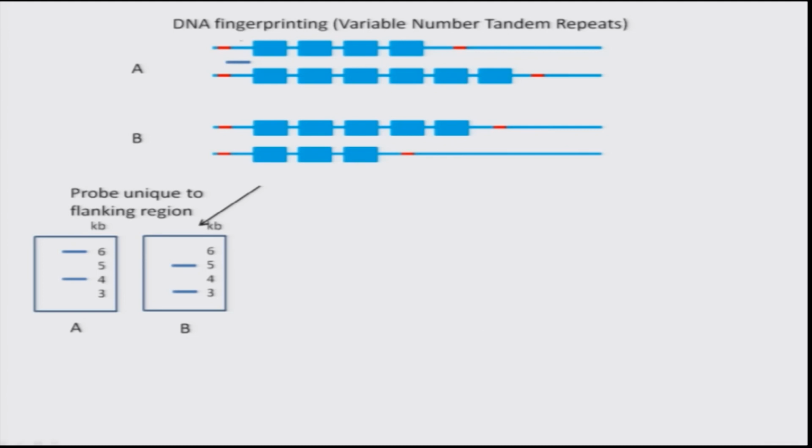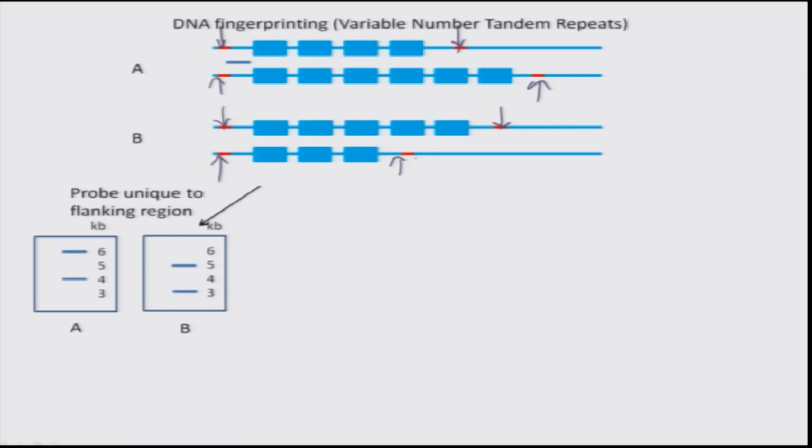So the restriction enzyme cuts at these restriction sites and hence generates different lengths of fragments. This is what we see: 6 and 4 for A, and 5 and 3 for B.